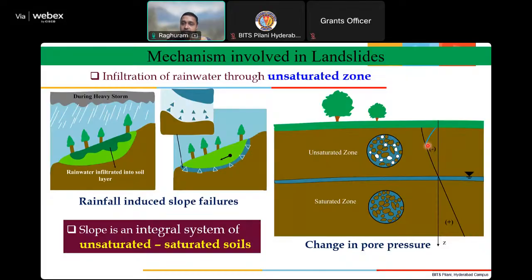So that means whatever is there in the unsaturated region, slowly all the pores are being filled with water and the pore pressure increases. During evaporation, it further goes down. That means it further goes negative. So the slope should be treated as an integral part of both unsaturated and saturated soils.